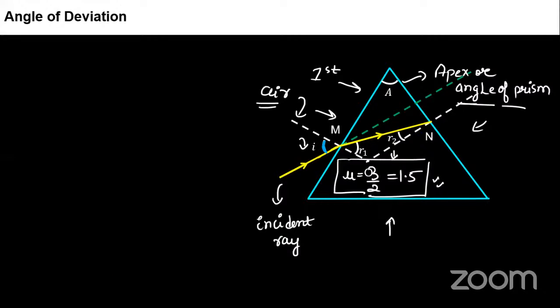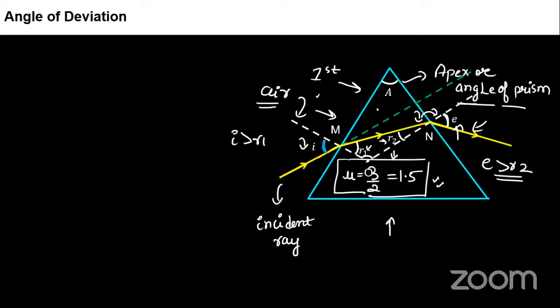Similarly, when this ray goes like this and comes out as the emergent ray, it will again make an angle like this. This angle is known as the emergent angle. And these are the internal angles. When the ray comes from air into this denser medium, it bends towards the normal, so here angle I is greater than R1. When the ray goes outside from a denser medium to a rarer medium, it bends away from the normal, so here E is greater than R2.